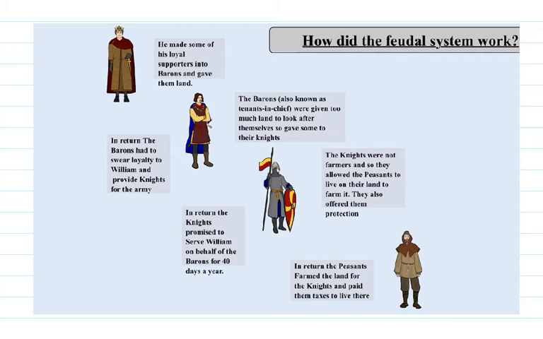Right, imagine this is the top and this is the bottom, and we're going to work downwards, because in this system, everybody gets something, but everybody gives something. And it's quite a cleverly designed system. So here's William, right at the top. He made some of his loyal supporters into barons and gave them land.